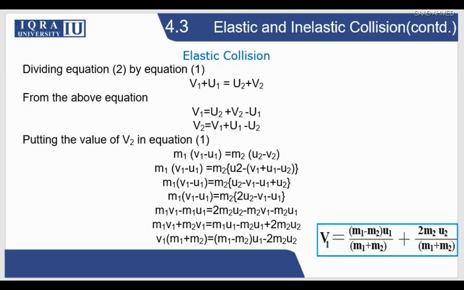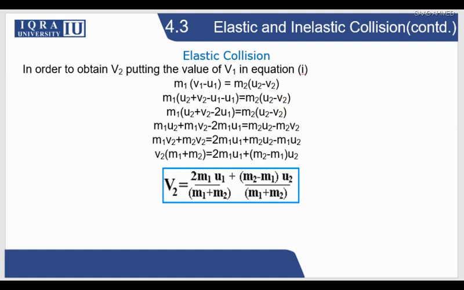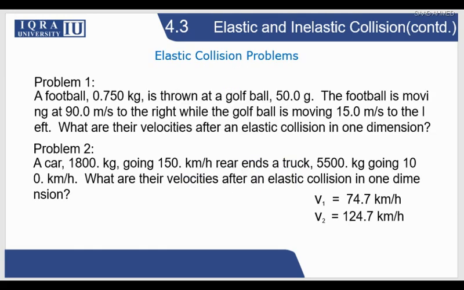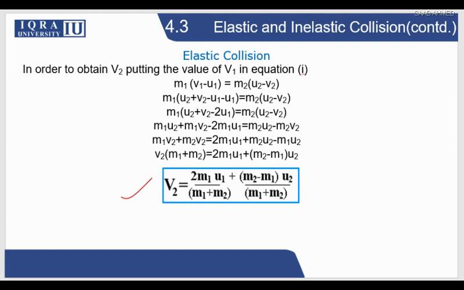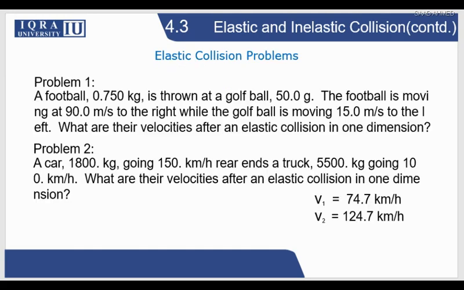Dividing equation 2 by equation 1, we get v1 is equal to u2 plus v2 minus u1, and v2 is equal to v1 plus u1 minus u2. Putting the value of v2 in equation 1, and we get this. And for v2, again we put the value of v1 into equation 1 to get the value of v2, and we get this v2 value. Okay, so these are the derivations to calculate elastic and inelastic collisions. Here are some problems which you are to solve.